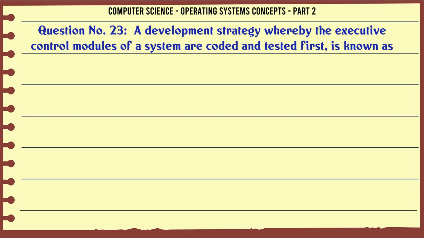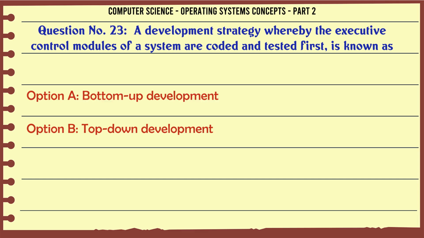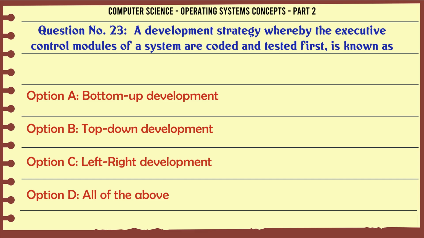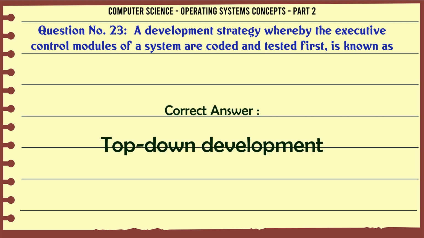A development strategy whereby the executive control modules of a system are coded and tested first is known as A. bottom-up development. B. top-down development. C. left-right development. D. all of the above. The correct answer is top-down development.